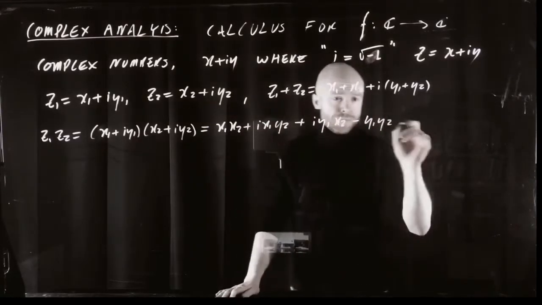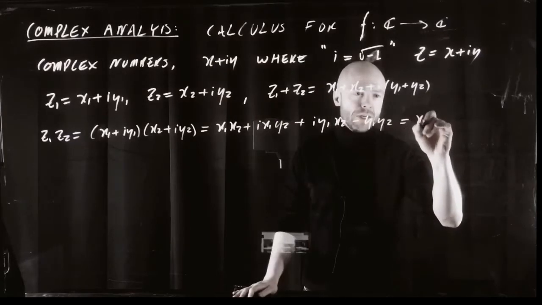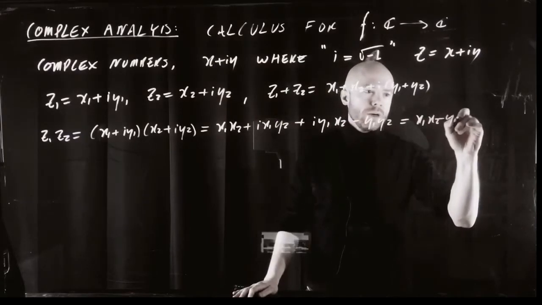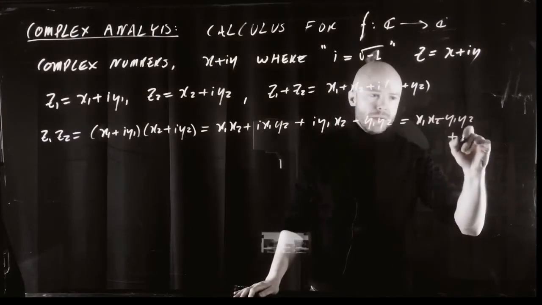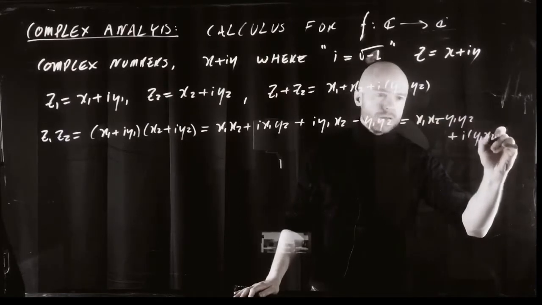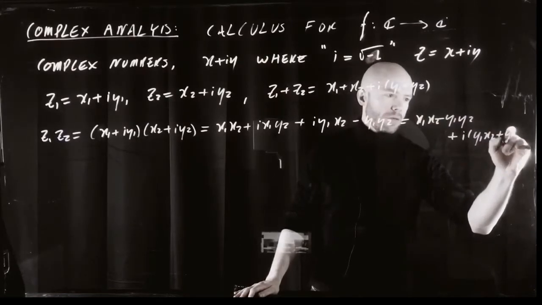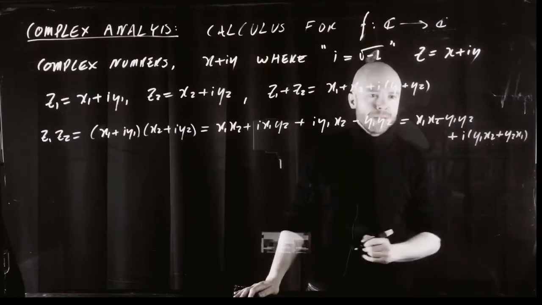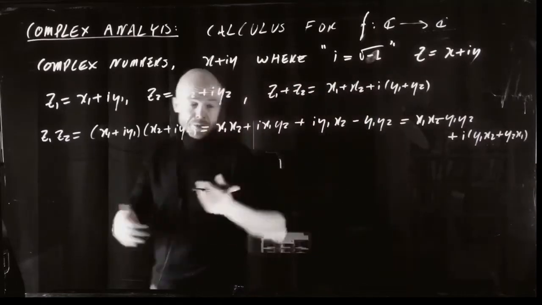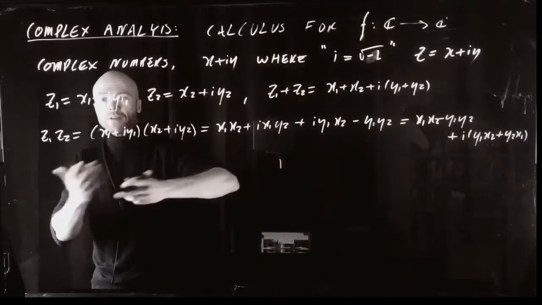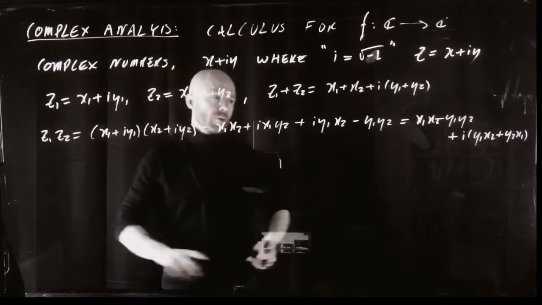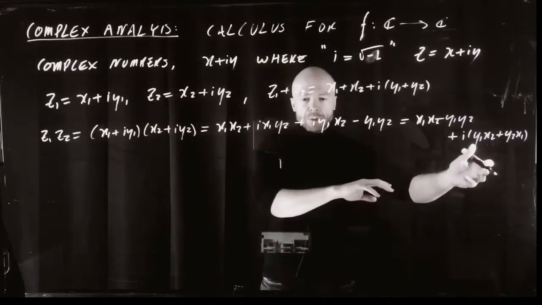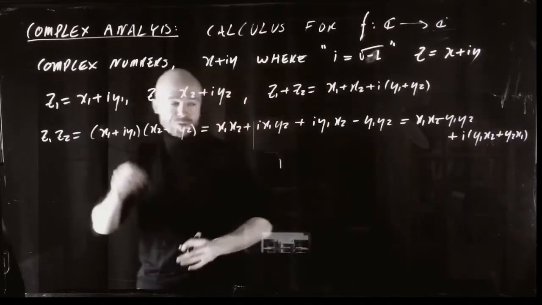And then this thing is x1 x2 minus y1 y2 plus i of y1 x2 plus y2 x1, like this. And this is our multiplication operator. This multiplies two complex numbers and gives us a complex number out. Yeah? Cool.